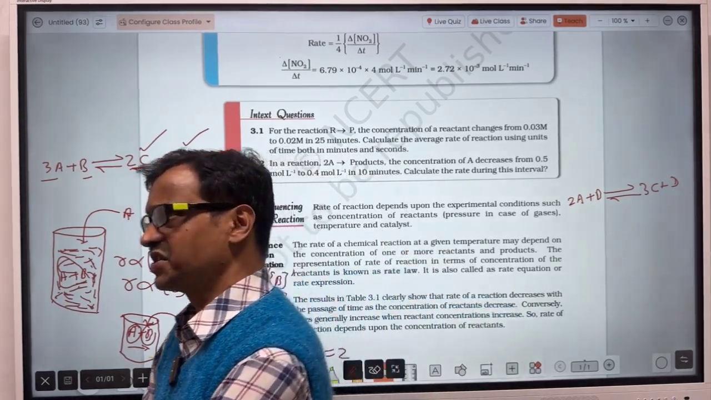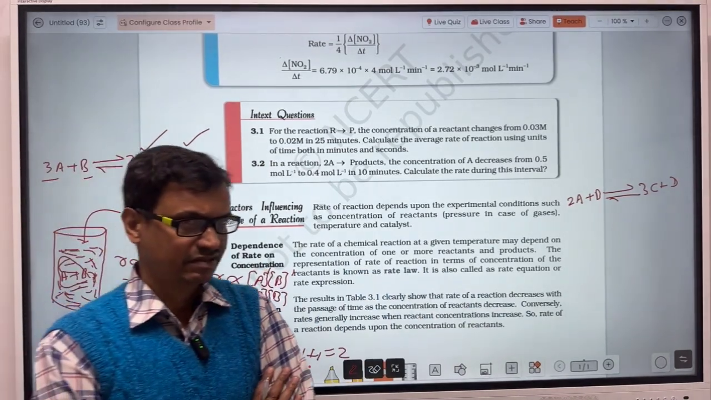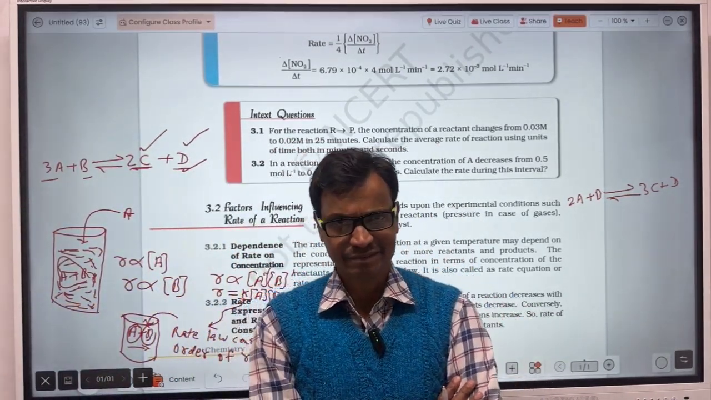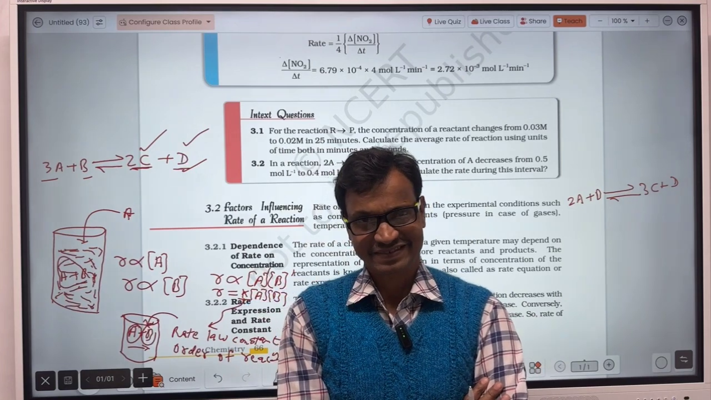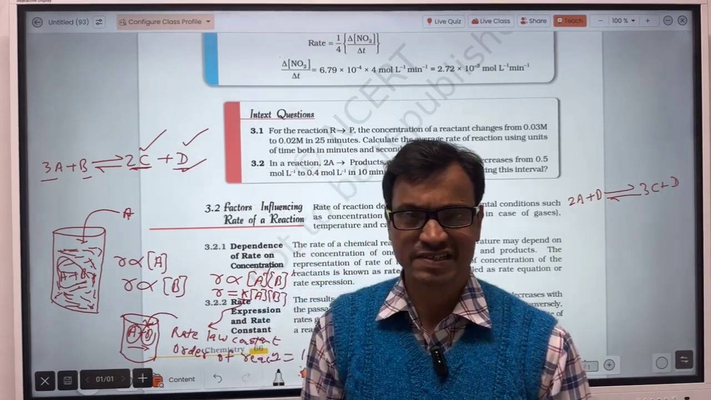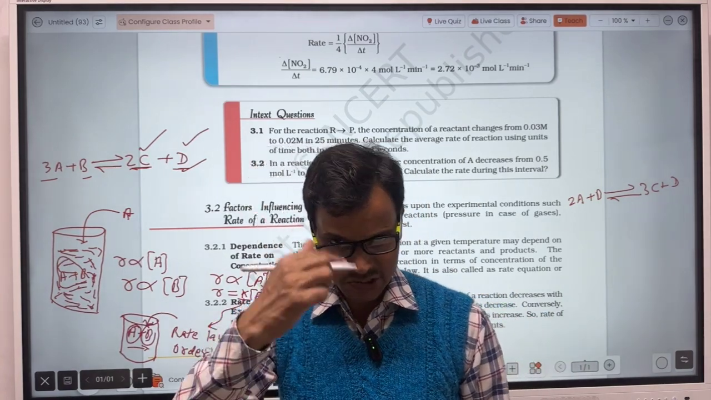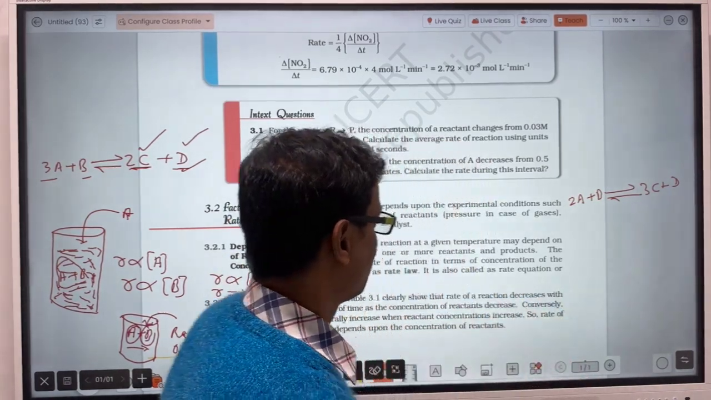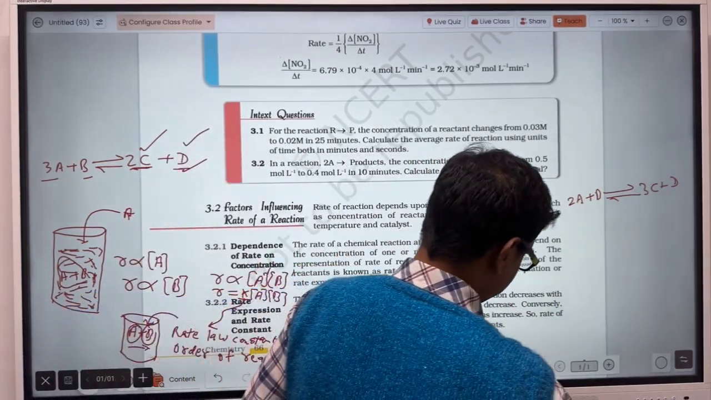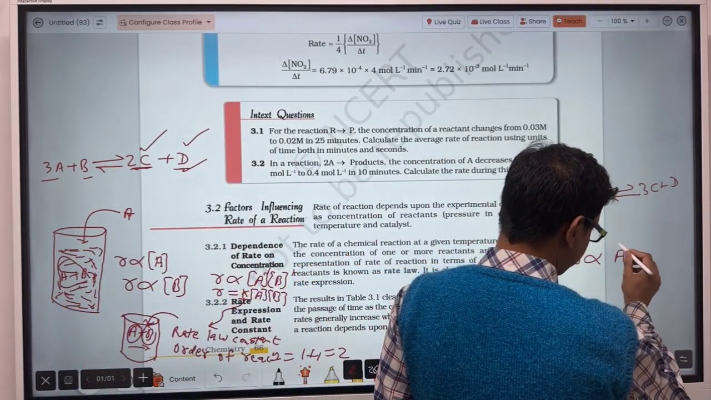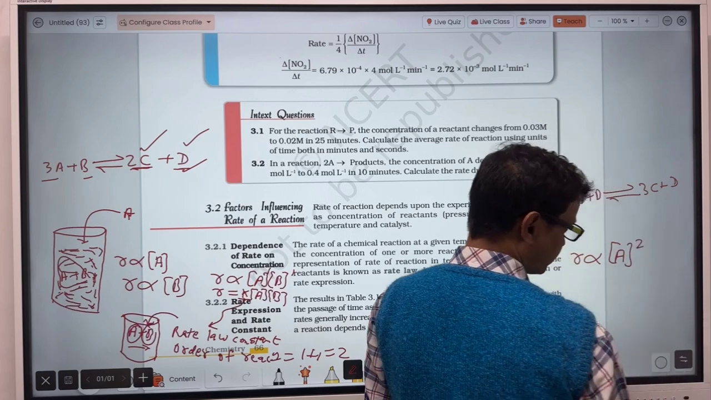Now make the concentration of reactant A 3 times. The rate of reaction will become 9 times. So rate of reaction is increasing by the square of the concentration of A. So we can say that rate of reaction is directly proportional to the concentration of A squared.